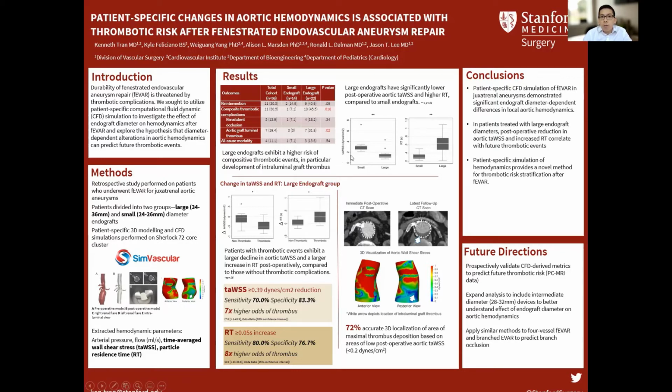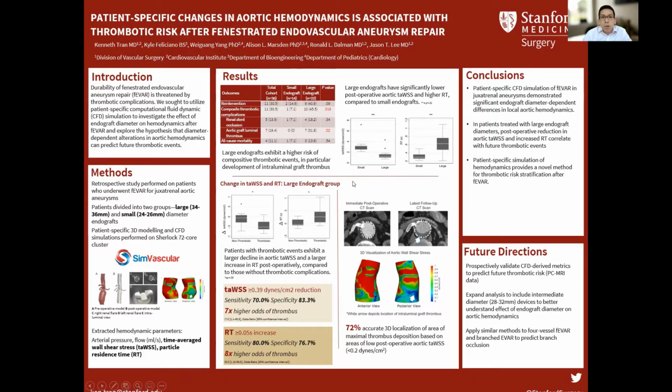Looking at our focused hemodynamic parameters, wall shear stress and residence time in the charts to the right here, you can see that there's a significant difference in wall shear stress and residence time between both the large and small endograft cohorts, with the large endograft cohort having a significantly lower aortic wall shear stress and a significantly higher mean particle residence time compared to the small endograft cohort.